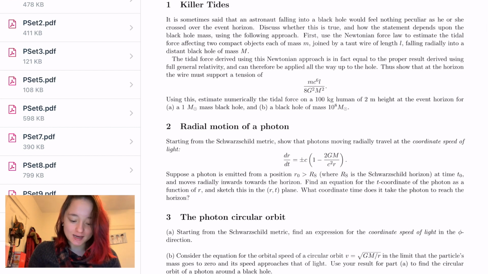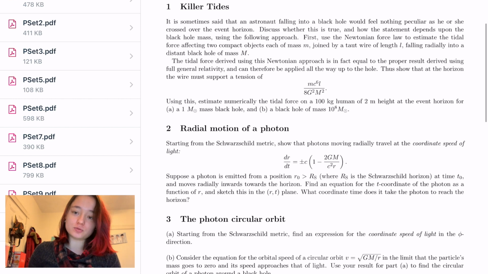It says, it is sometimes said that an astronaut falling into a black hole would feel nothing peculiar as he or she crossed over the event horizon. Discuss whether this is true and how the statement depends upon the black hole mass using the following approach. Then it lists what you have to do. So a problem on the tidal forces, pretty cool.